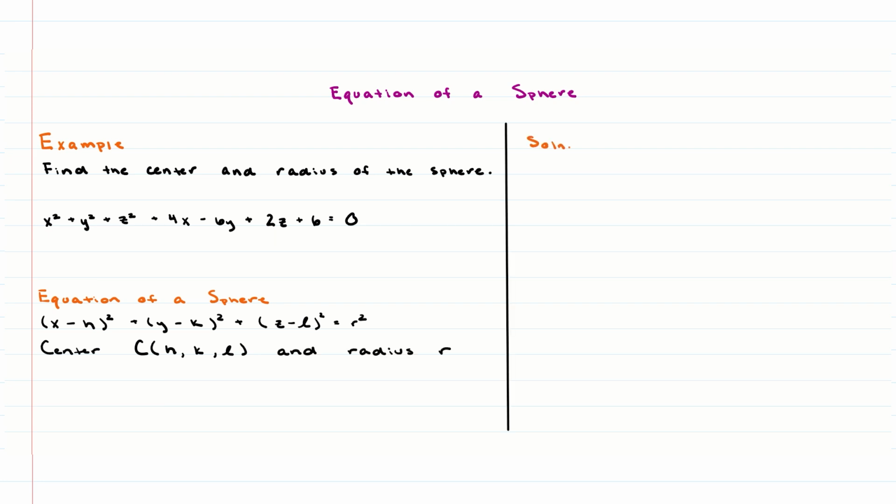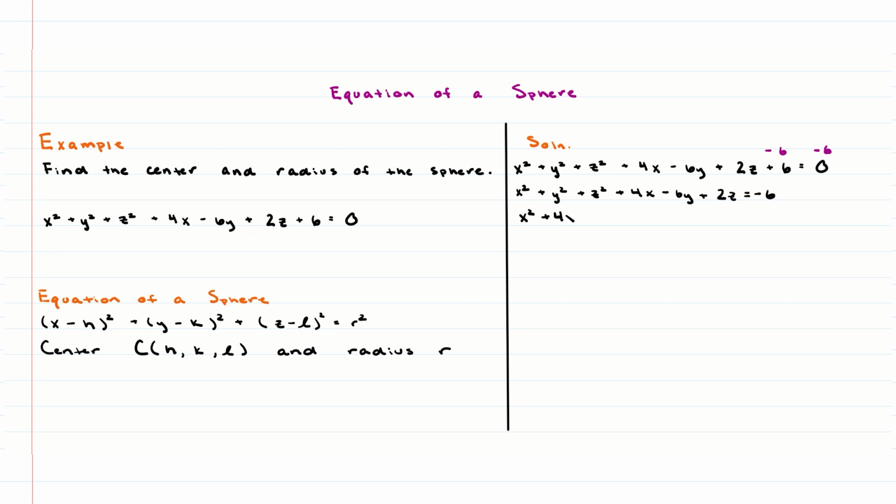So again, to solve our example, we'll need to rearrange the equation that we were given to match the equation of a sphere. The first thing we'll do is move the constant to the other side of the equal sign by subtracting 6 from both sides. The next thing that we'll do is move around some of these terms so that we have like variables next to one another. So we have x squared plus 4x plus y squared minus 6y plus z squared plus 2z.